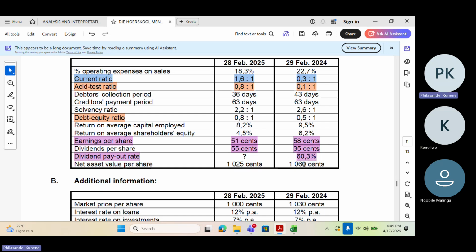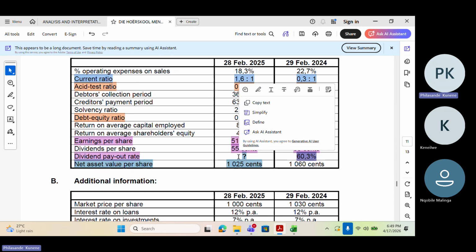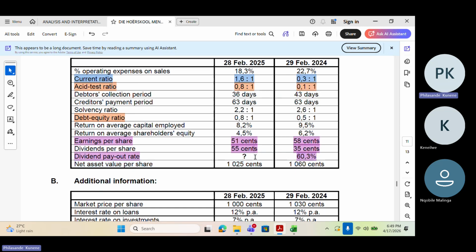So that is the dividend payout rate for the previous year, which means you can calculate a dividend payout rate for the current year. How are you going to get it? Can you see this? What we're talking about here? Okay, so how are we going to get a dividend payout rate for the current financial year, following the same principle that we did in 2024?